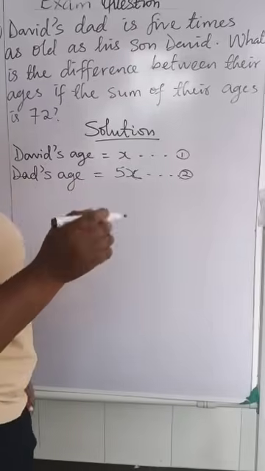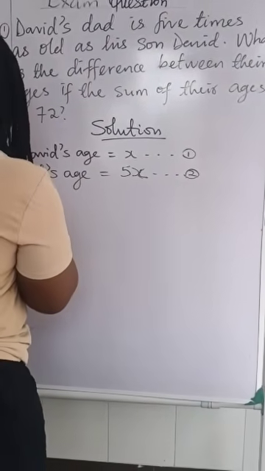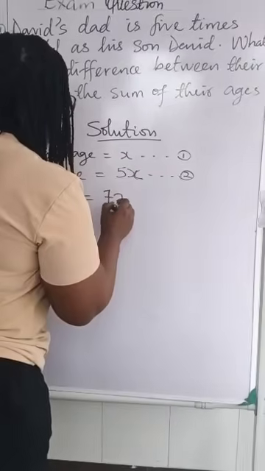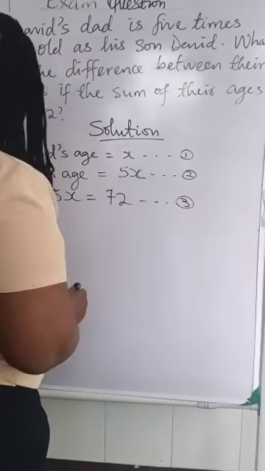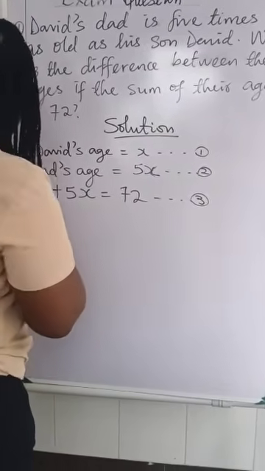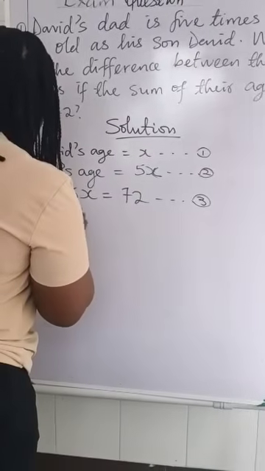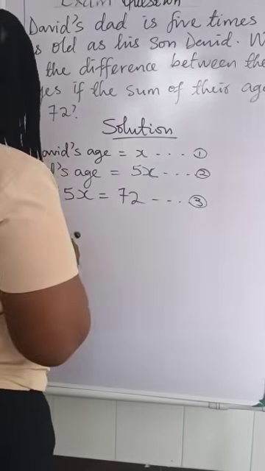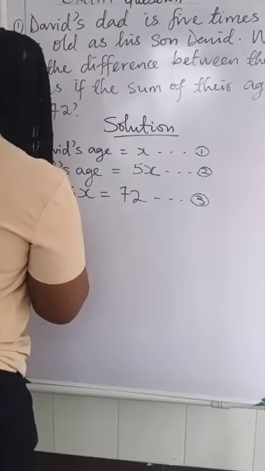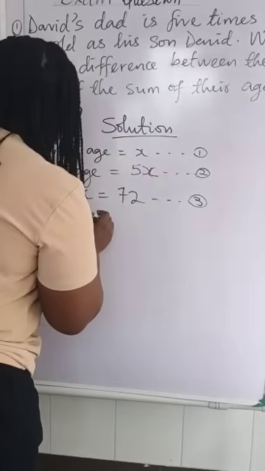So now we are also going to have our step 3 to now be David's dad's age. We have x plus 5x. We give us the sum, which is 72, right? X plus 5x will give us 72, which is the sum. And now for us to solve for x, we are going to add x plus 5x, which is 6, will give us what?